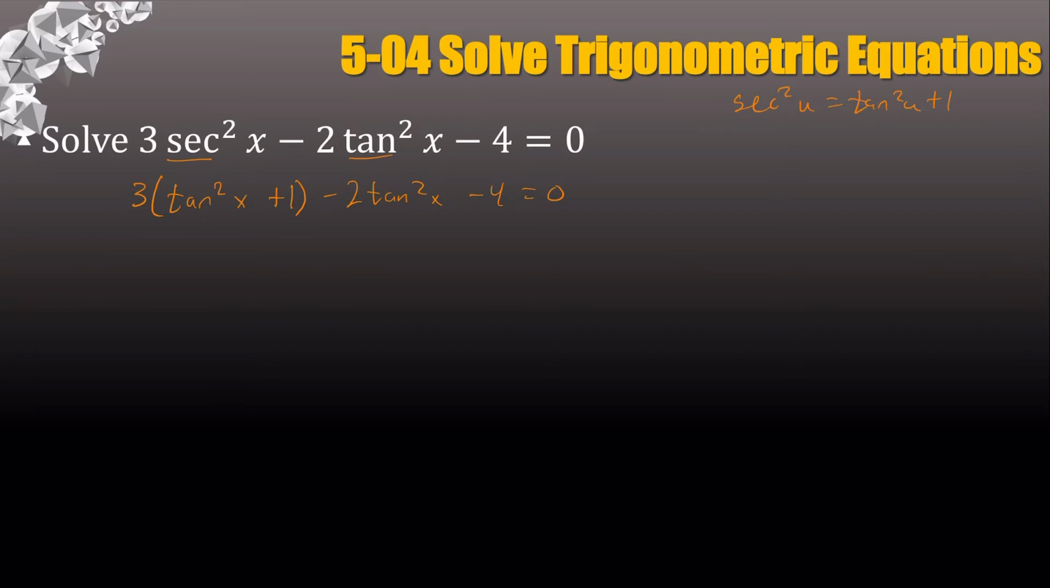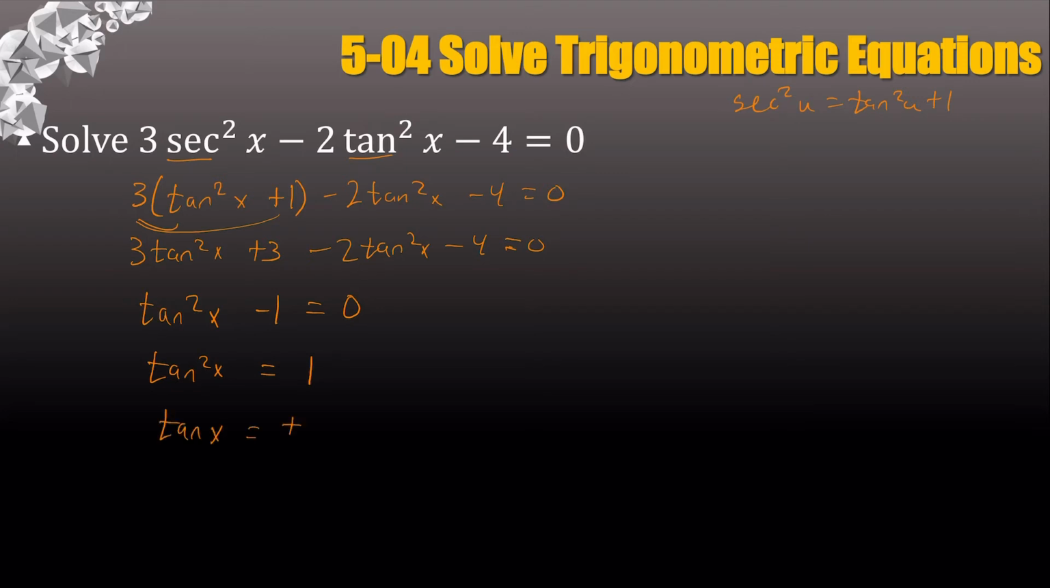All right, so then if we simplify, that would be 3 tangent squared plus 3 if we distribute. Let's collect like terms. 3 tangent squared and minus 2 tangent squared would be 1 tangent squared. And 3 and negative 4 is minus 1. And now we just have tangents, so let's move the 1 to the other side, so we add 1. And then square root. When we square root, don't forget the plus and minus.